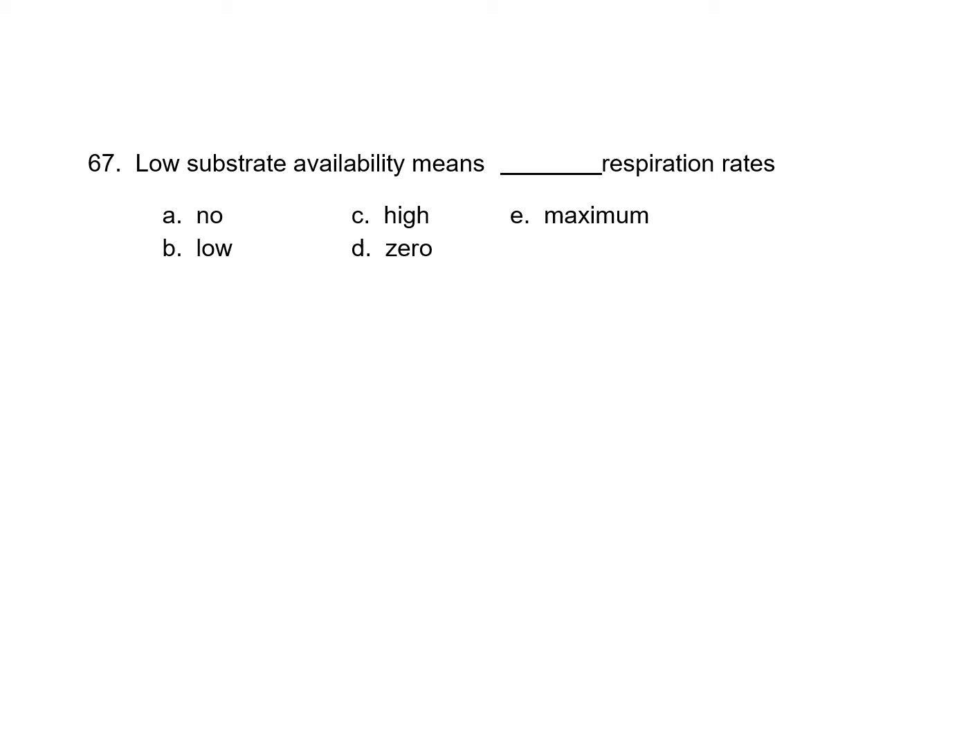Number 67. Low substrate availability means blank respiration rates. A, no, B, low, C, high, D, zero, E, maximum.